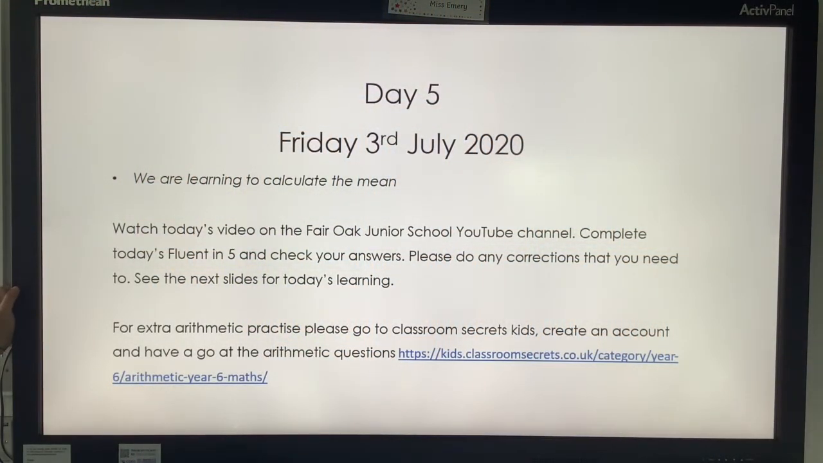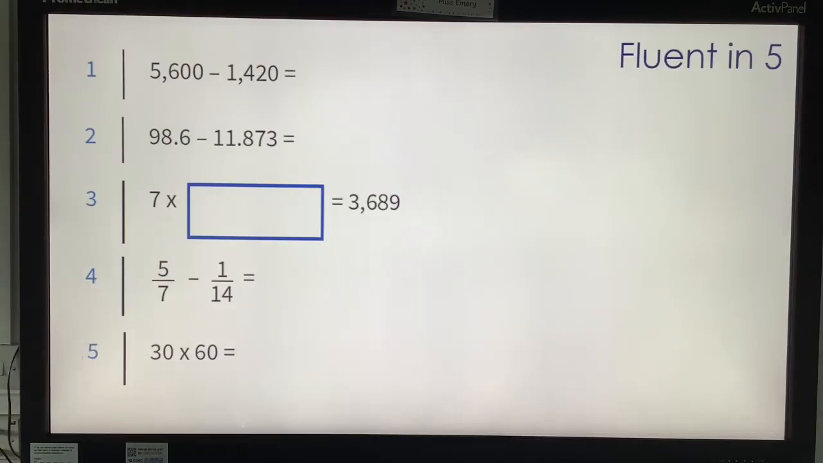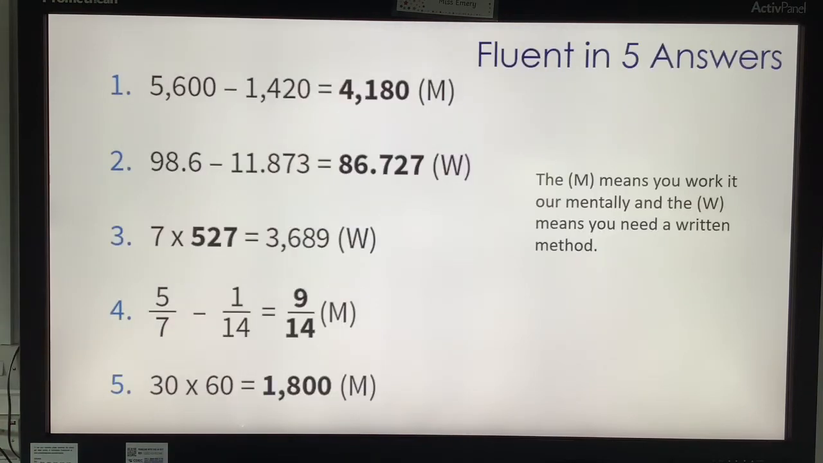We are going to continue learning to calculate mean. So here is your Fluent at 5. Please pause the video and have a go. So number 1, 4,180. Number 2, 86.727. Number 3, your missing number was 527. Number 4 was 9/14. And number 5 was 1,800.